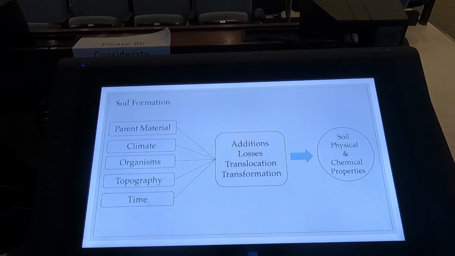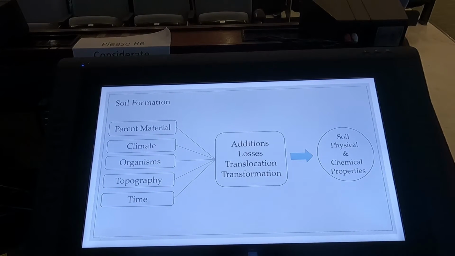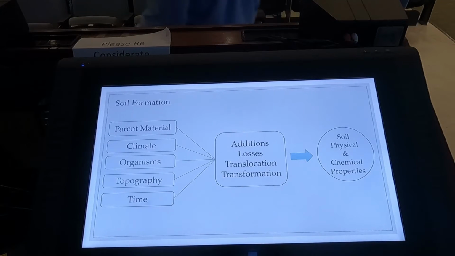So we talked about the 5 factors being the parent material, the climate, the organisms, topography, and time. However, the processes are different. And we have additions and losses. And then we will have translocations and transformations.